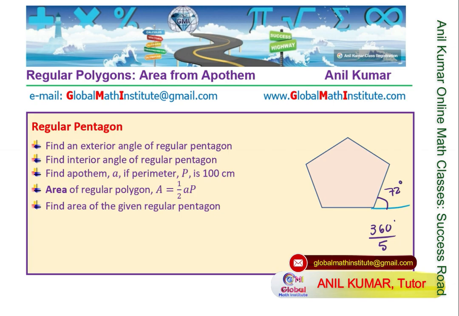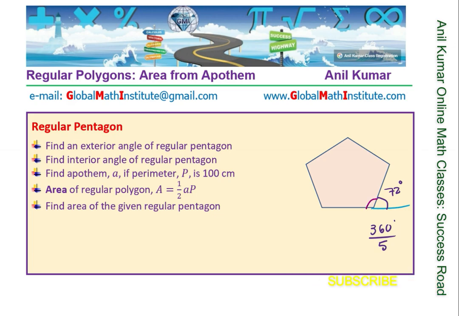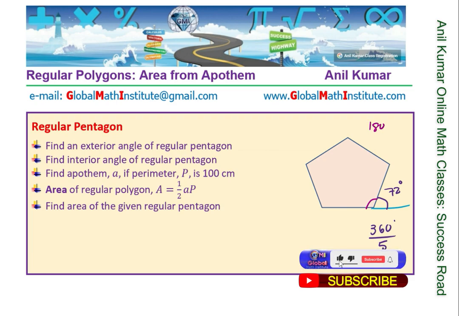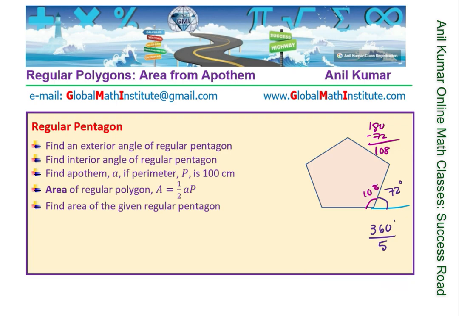Now from the exterior angle we actually figure out the interior angles. Interior angle will be 180 minus, because it's a linear pair, right? So 180 minus 72, and that gave us 108, right? So this was 108. Now we knew that the perimeter P is equal to, given to us as 100 centimeters, correct? So side length S, if each side is S units, right?